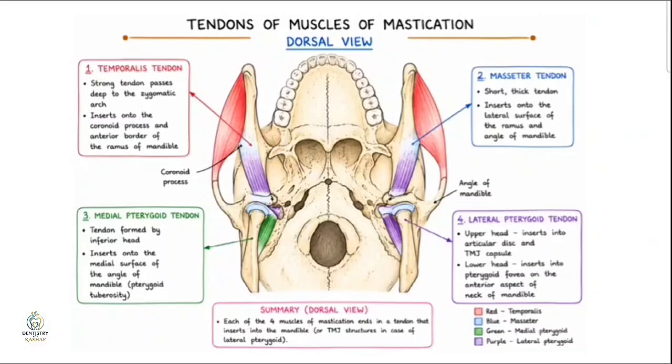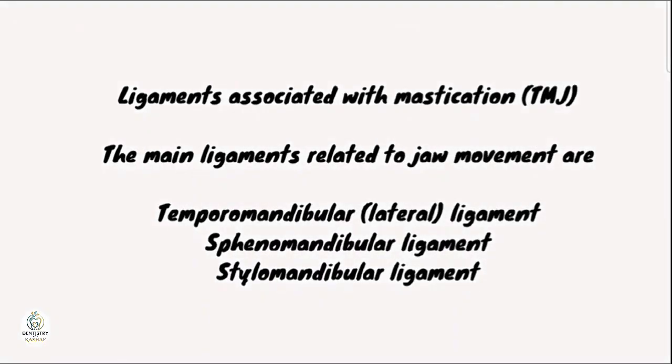Okay, now proceeding towards our ligaments. Remember 4 tendons and 3 ligaments. 4 and 3, 3 and 4, so you can remember it easily. 3 ligaments and 4 tendons. Ligaments associated with mastication, like your TMJ, are the main temporomandibular, also called the lateral ligament, the sphenomandibular ligament, and the stylomandibular ligament.